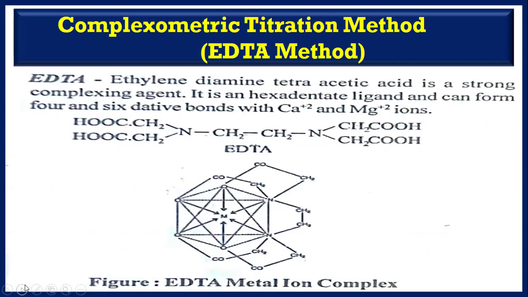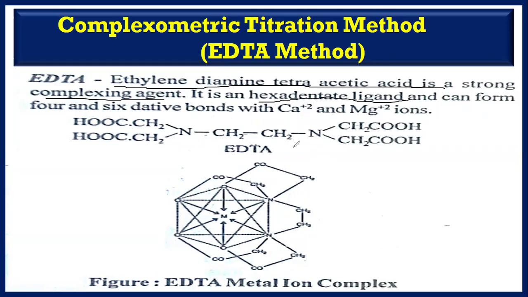Before going into the detail of the principle, we must learn about two chemicals. One is EDTA and the second is the EBT indicator. EDTA is ethylene diamine tetraacetic acid. Two things are important here. One, it is a complexing agent and it is a hexadentate ligand. What is the meaning of hexadentate here? That means it has 6 donor atoms in its molecule.